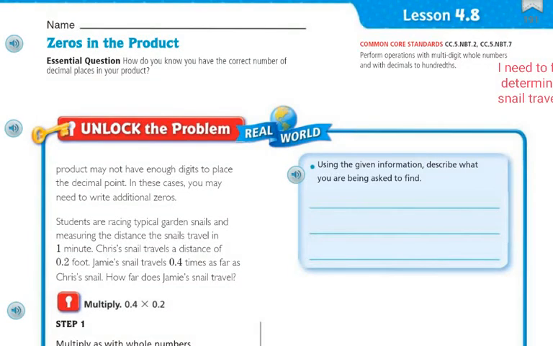Today's lesson is 4.8, zeros in the product. The essential question: how do you know you have the correct number of decimal places in your product? We've been doing this a little bit already, so let's unlock the problem.